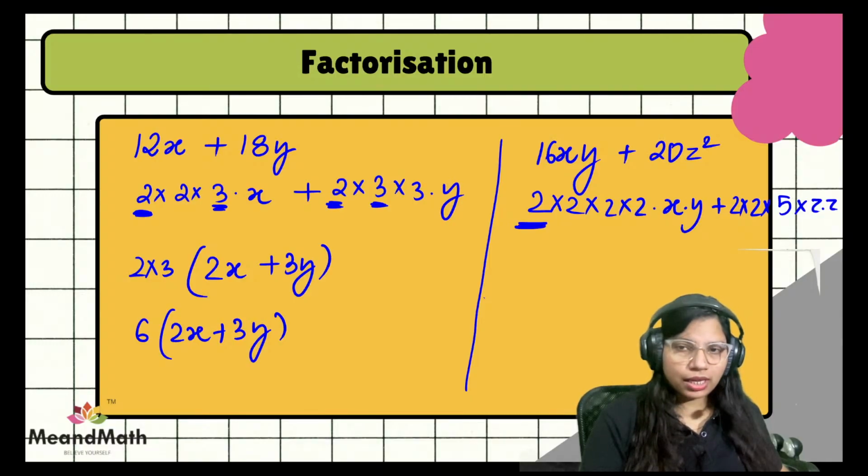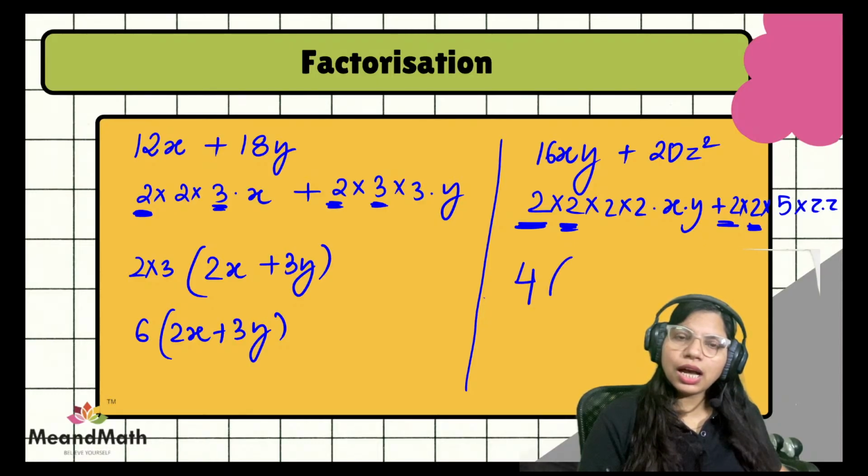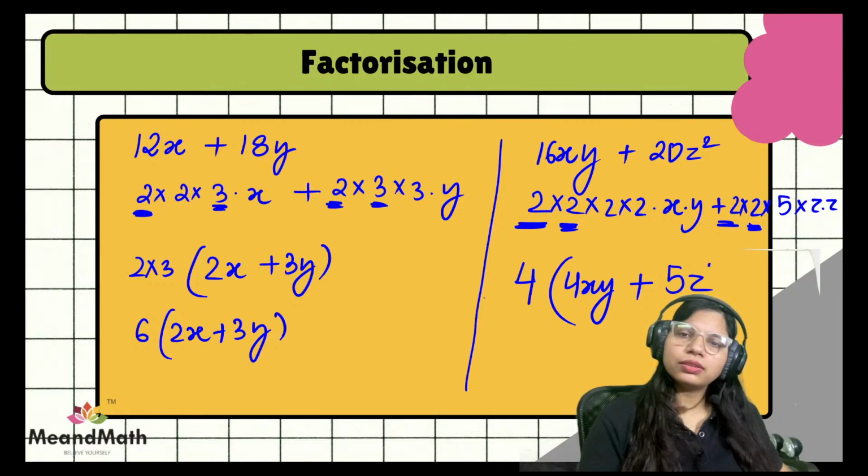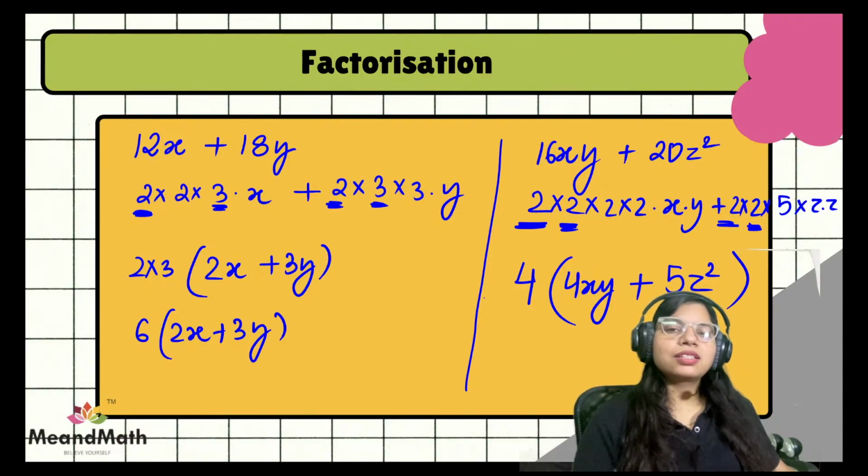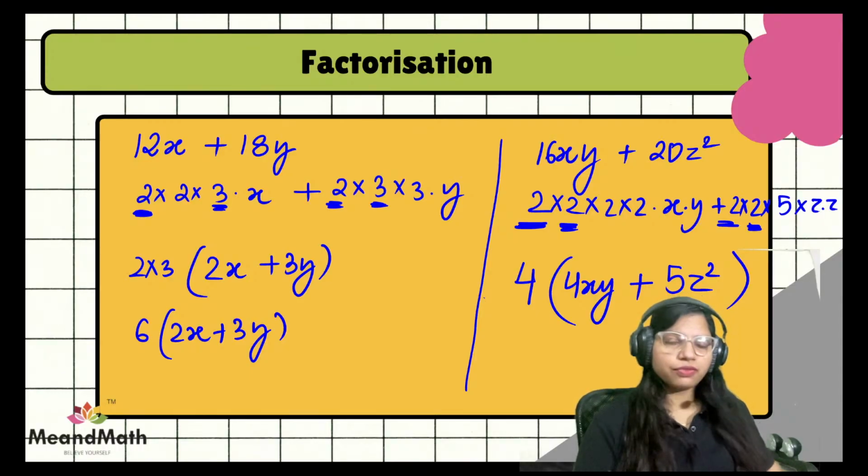2 is common, another 2 is common. That is it. So we will have 2 times 2, that is nothing but 4, outside the bracket. 4 times xy plus 5z squared. Right? 4 times xy plus 5z squared. And this is what the answer for the question is.